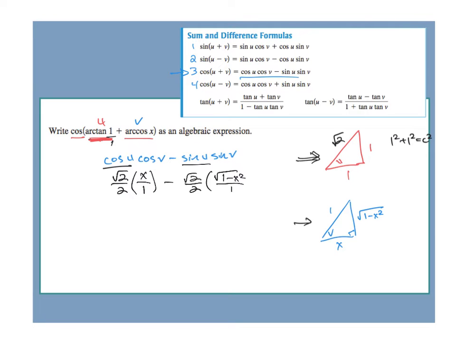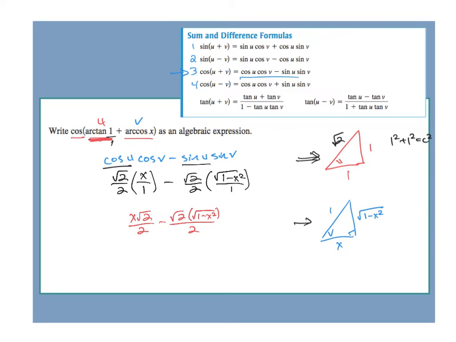Good. All right. So now we just need to multiply it a little bit. So now I have square root 2 times x. So I have x square root 2 over 2 minus square root 2 times square root 1 minus x squared, again, all over 2. So what did you notice here?